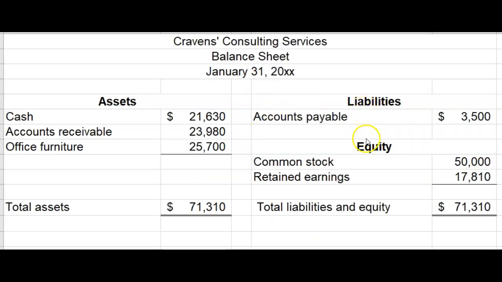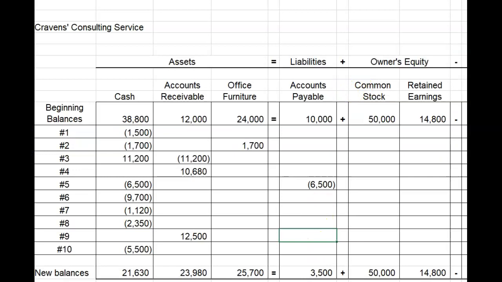The liabilities and equity sections should look like this. The account titles and balances for accounts payable and common stock are taken from the worksheet. Accounts payable, $3,500, common stock, $50,000. Notice that I did not use this retained earnings balance of $14,800 on the balance sheet.